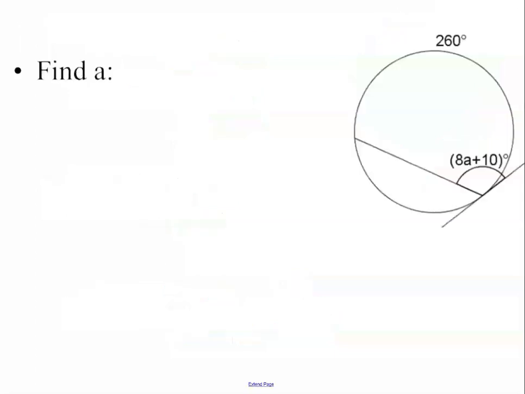All right, next example. Here we're trying to find the value of A, which is right here. We're given that this angle right here is 8A plus 10. This arc, all the way around there, is 260. So what we know is that this angle is half as big as the arc. So the angle, which is 8A plus 10, is... and remember, we've done this a couple times in a couple different contexts.